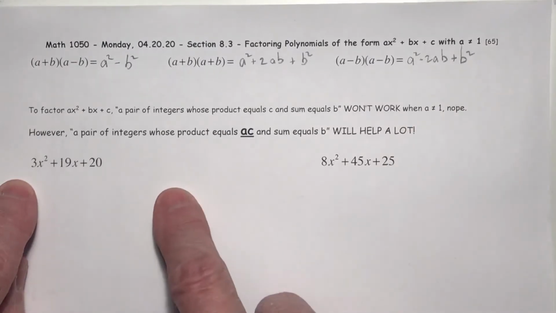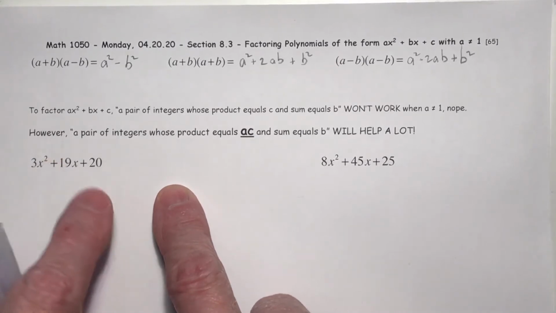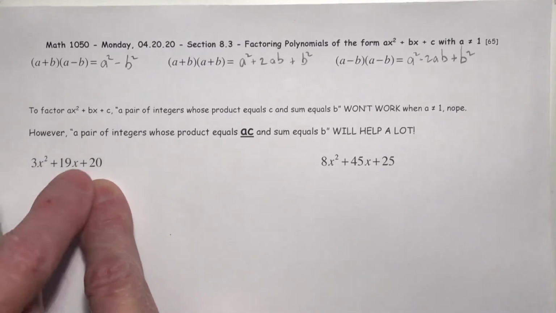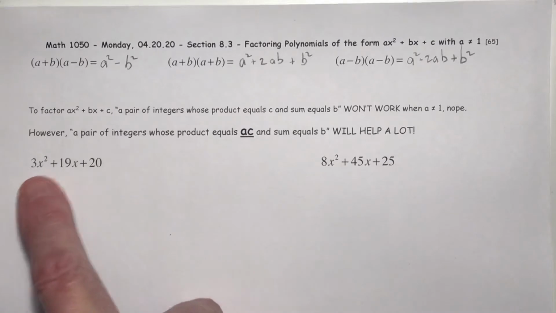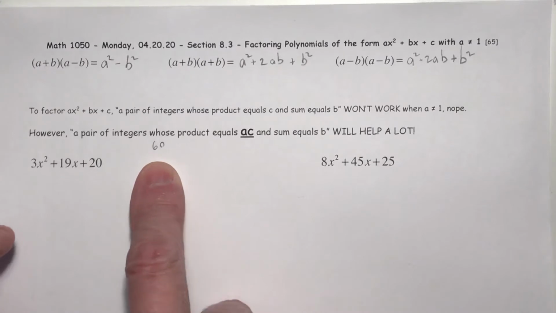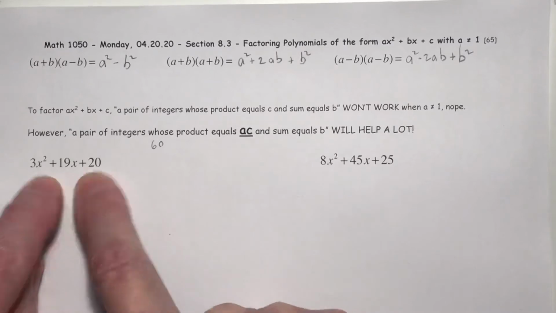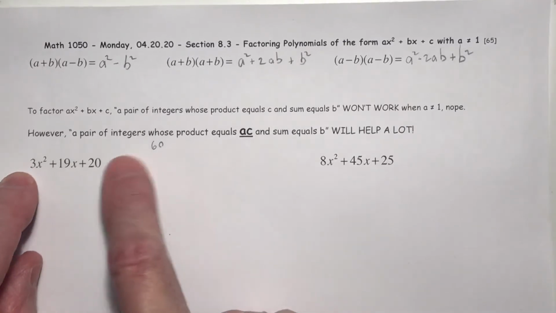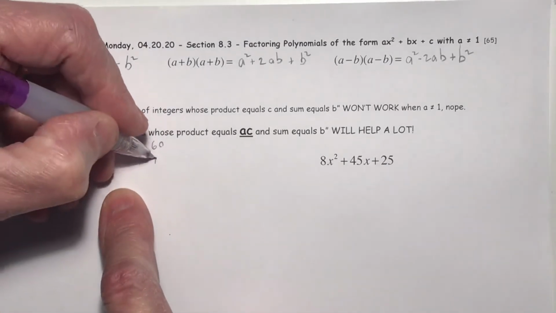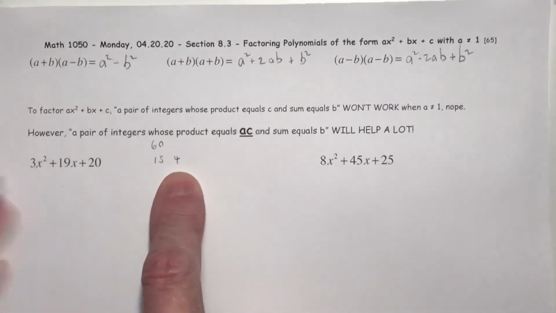Now, if you can get a pair of numbers that multiply out to a times c, which for this exercise, what would a times c give us? 3 times 20, that's 60. If we can get two numbers that have a product of 60 and a sum of 19, a sum of the middle numbers, multiply the outside numbers, you get 60. We need numbers that multiply out to 60 and add up to 19. And I have those right here from the side pocket of my brain, 15 and 4.